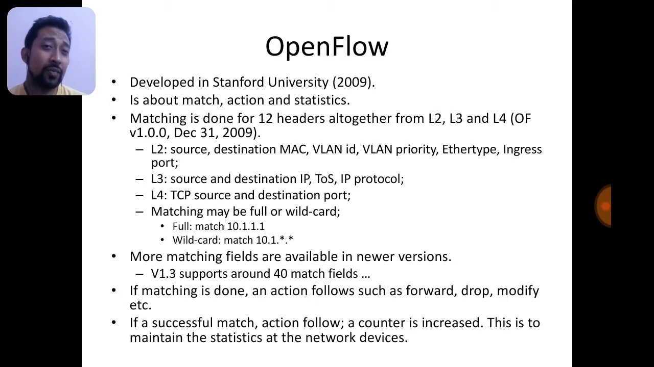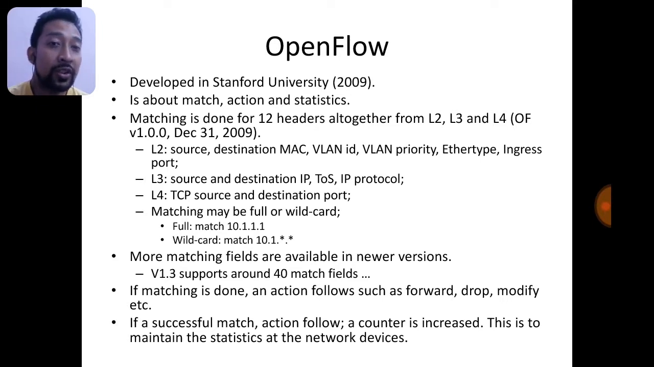So OpenFlow is all about three things: matching, action, and statistics. Matching basically is done on the headers of the packet. OpenFlow version 1.0, which was released on December 31, 2009, supported the matching of basic fields of layer 2, layer 3, and layer 4. I would like to mention that the higher versions of OpenFlow, such as 1.2, 1.3, 1.4, support matching even more fields than version 1.0.